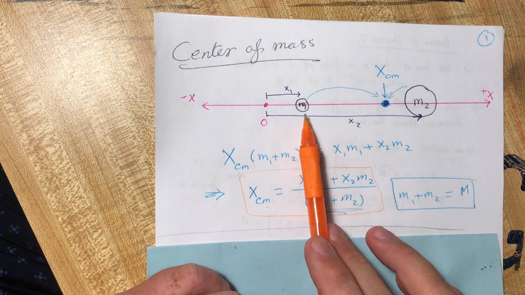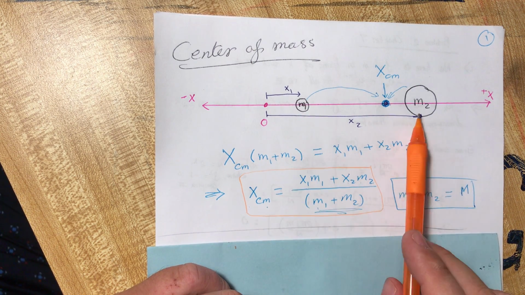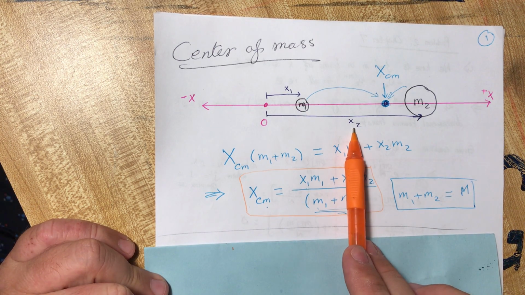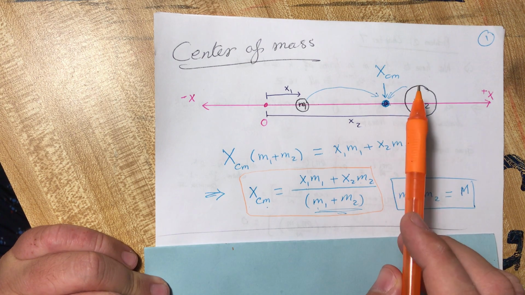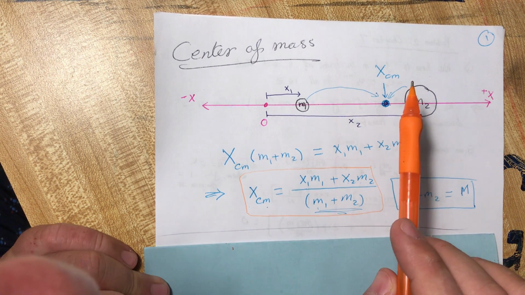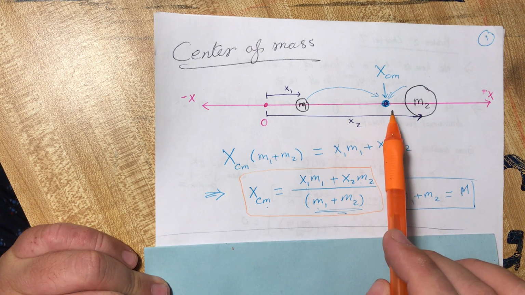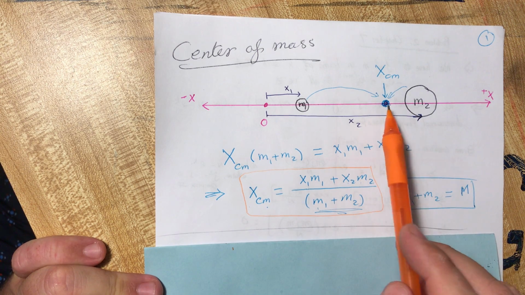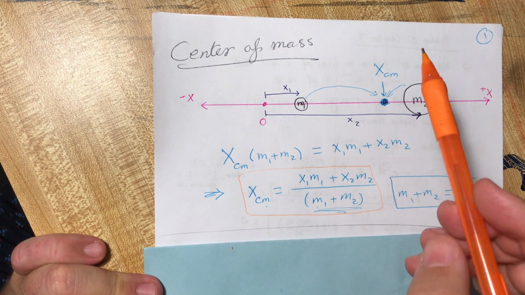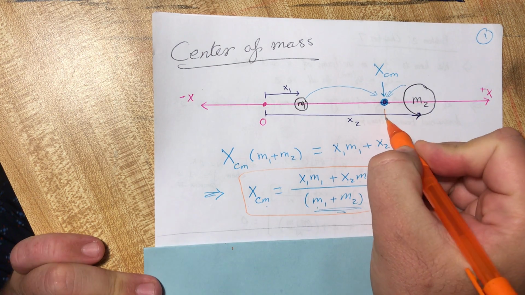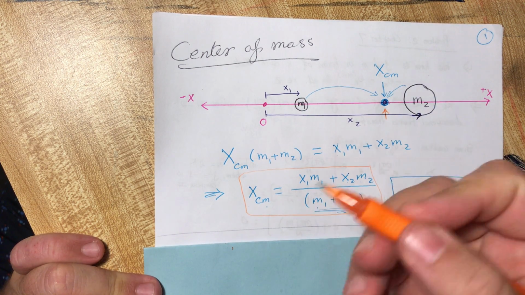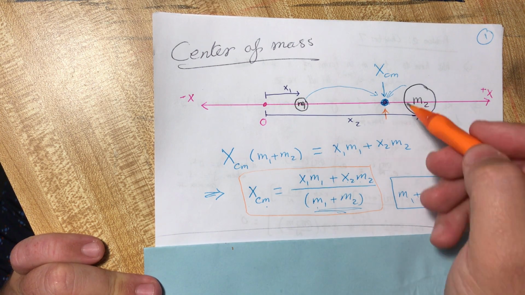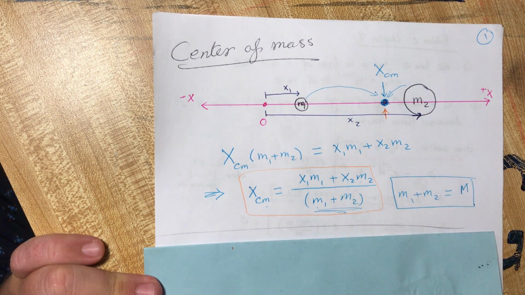Now, if we have two masses, simply m1 and m2, the position of m1 is x1, the position of m2 is x2. We need to assume that they have a position of center of mass for them. And we will see later that this center of mass will be closer to the larger mass. At this point, the system appears as if all the mass is centered at this point.